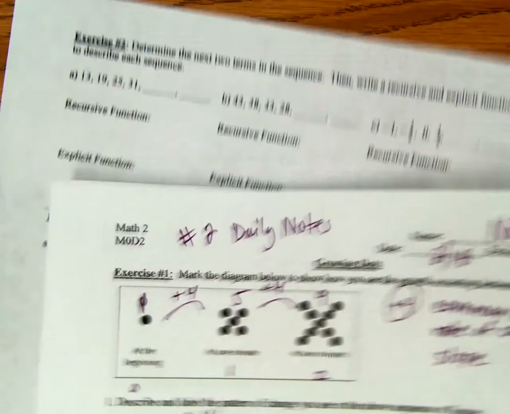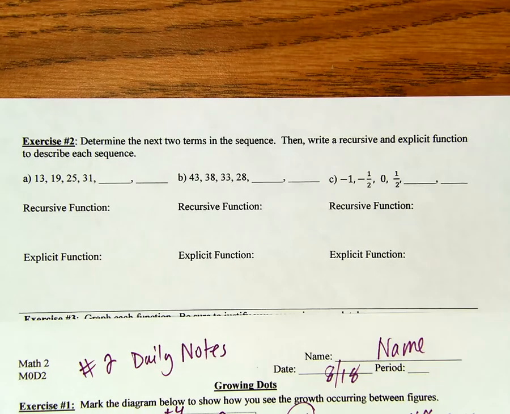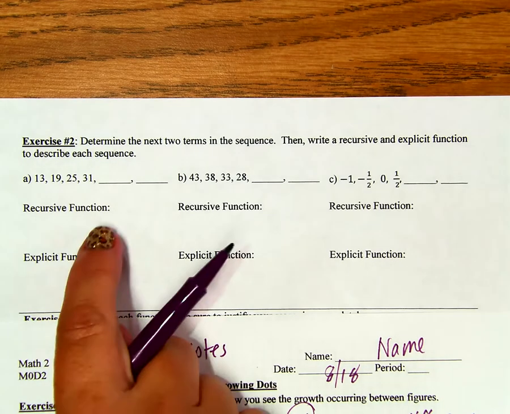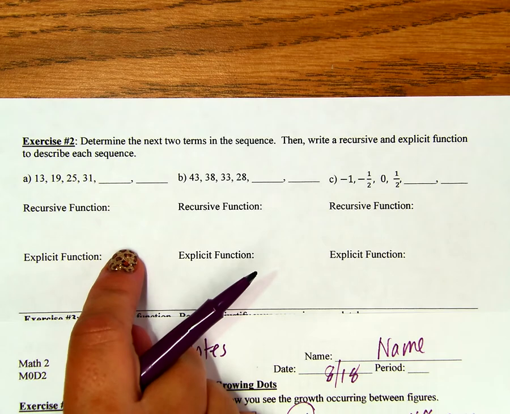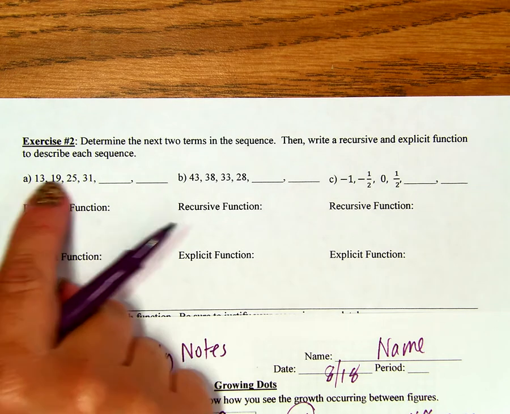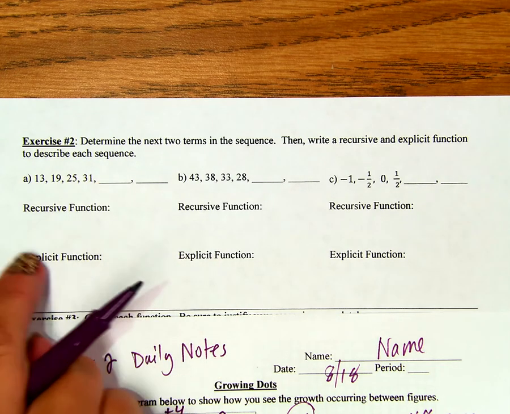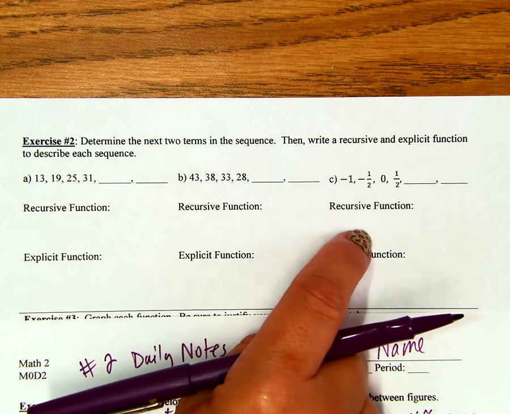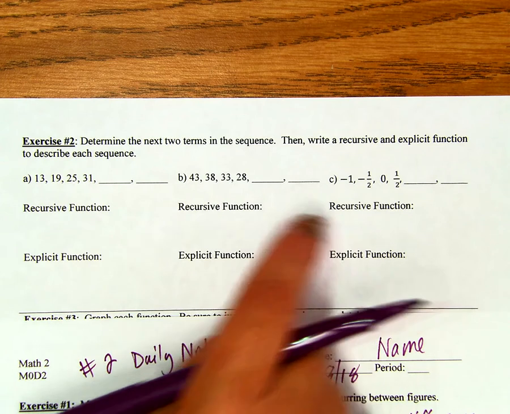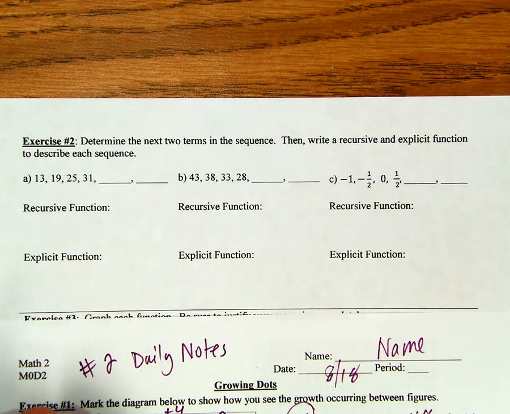We did the exercise together in class on practicing more recursive and explicit. So again, I'm now on page 2, or you're writing this in your math notebook. Pause the video and copy down these sequences. Write recursive, write explicit, and we're going to find those on all 3. See how you do, and then unpause the video and come back and check yourself.